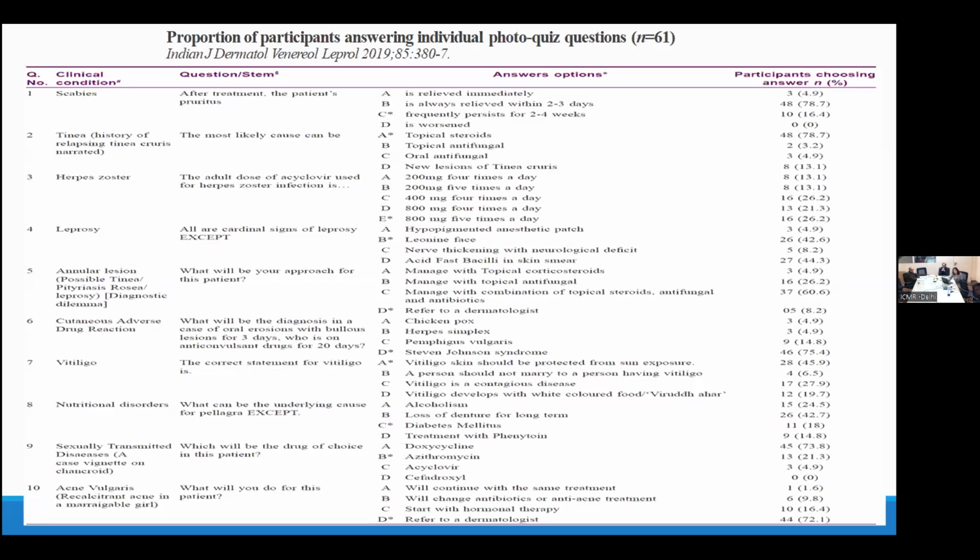Now, this was another interesting thing that was done, I think, in Vadodara, where they reached out to the primary care physicians and asked them a structured questionnaire and showed them what is known as a photo quiz, 10 questions. And it is a little concerning that the mean score was 4 out of 10, and almost 85% of them did not score 50%. So that indicates their knowledge of dermatology, simple disorders presenting to them.